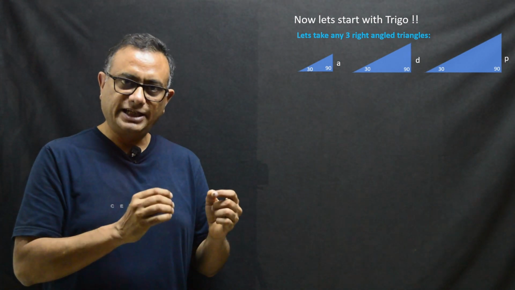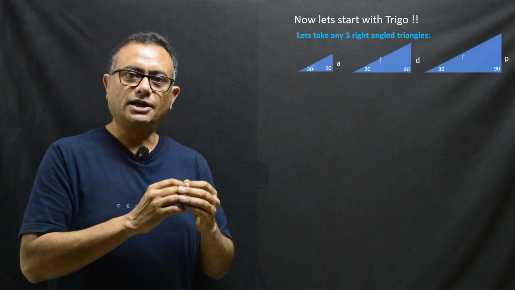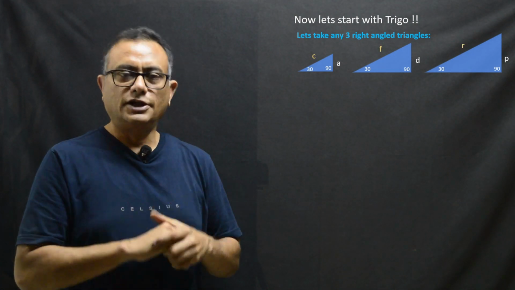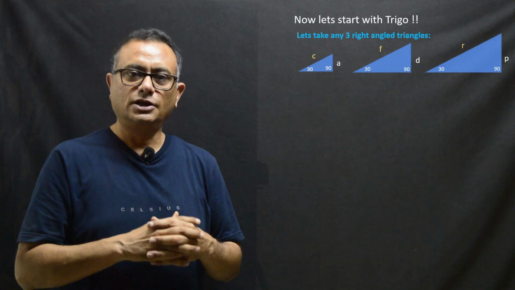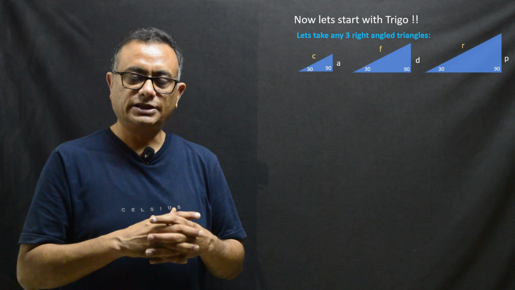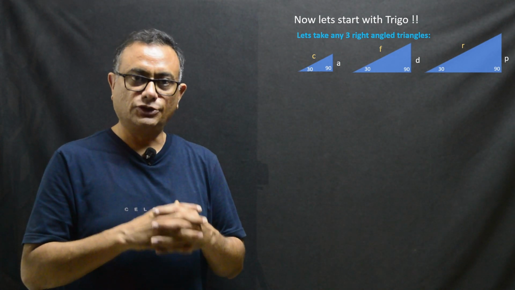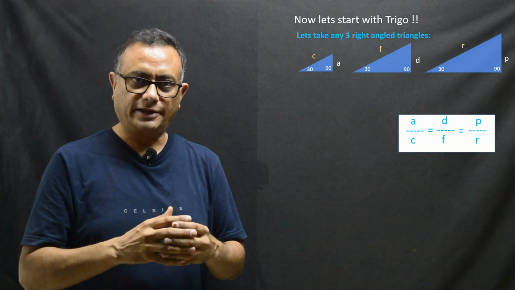Now let's take angle 90 and identify the sides opposite to that. They become C, F and R. Now that we have identified the corresponding sides, let's apply the proportionality rule. What does it say? The corresponding sides are proportional. So A by C is equal to D by F is equal to P by R.